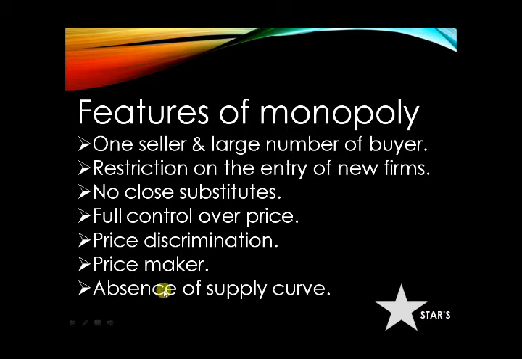Price maker. A monopoly market is always a price maker because he is the only seller of the product in the whole market. That is why he is a price maker. Absence of supply curve. The monopolist does not have a supply curve independent of demand. The monopolist simultaneously examines demand and cost when deciding how much to produce and what to charge. So these are the features of monopoly market.